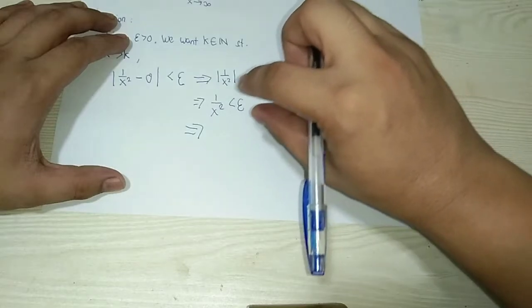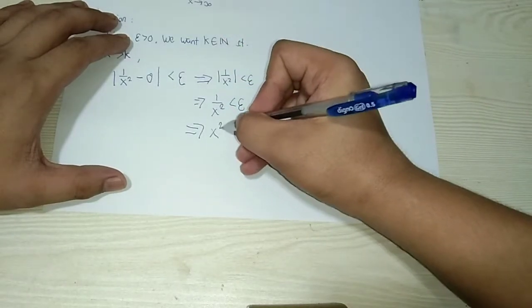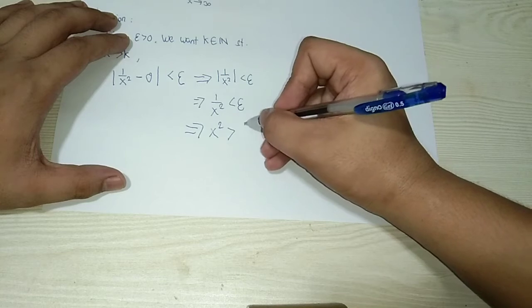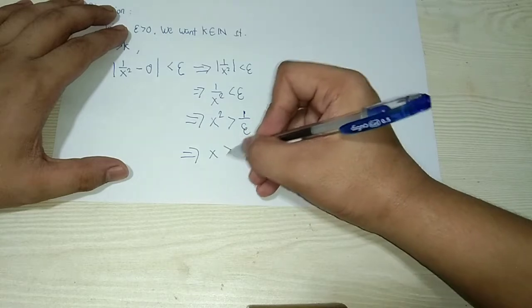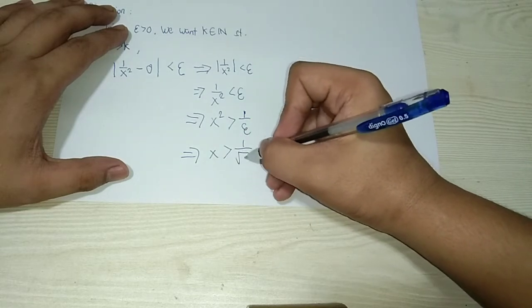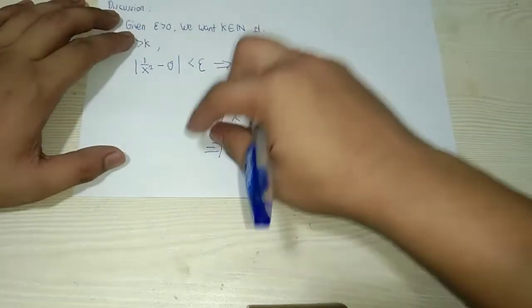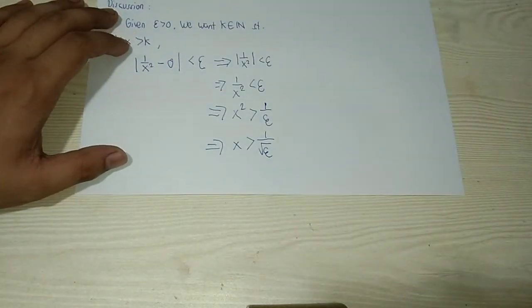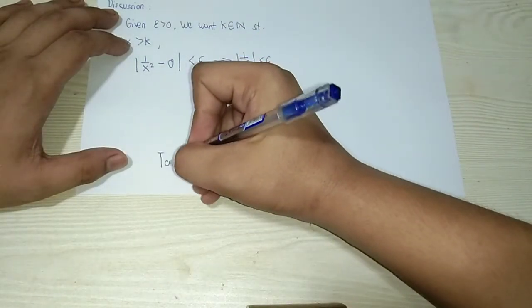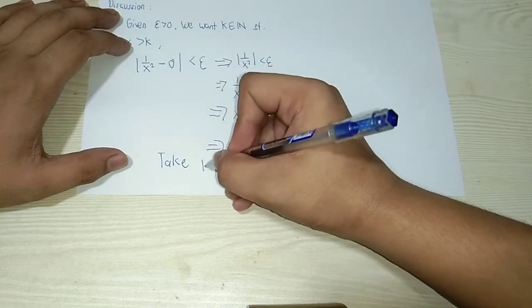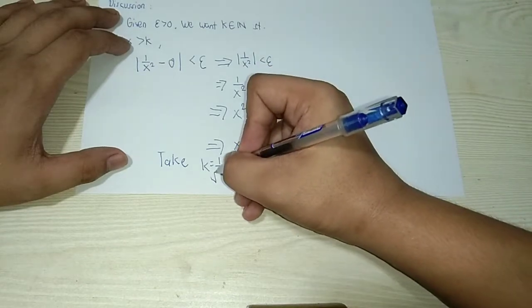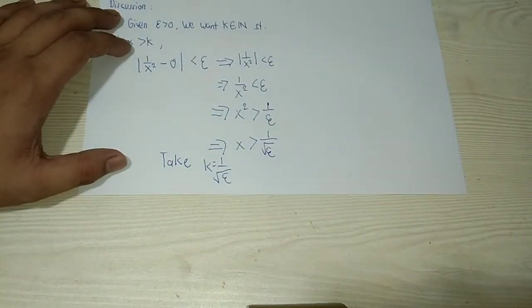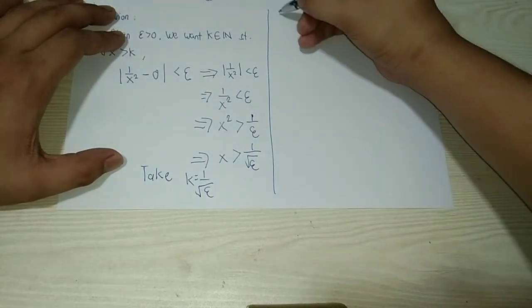Okay? Then, we take the reciprocal, so the less than becomes greater than. Then we take the square root, so x is greater than 1 over square root of epsilon. So, x greater than 1 over square root of epsilon. So, that is what we will make k. Take k to be equal to 1 over square root of epsilon. Okay, so now let's go to the proof.